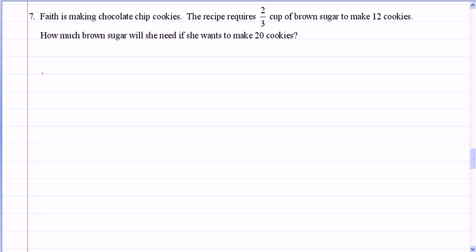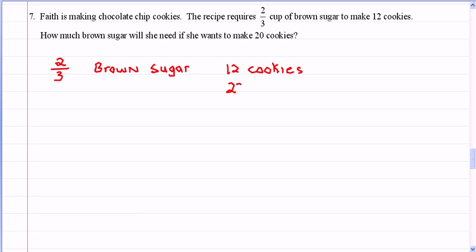For number 7, Faith is making chocolate chip cookies. The recipe requires 2/3 cup of brown sugar to make 12 cookies. So if I just stop here for a minute and label 2/3 cup of brown sugar will make 12 cookies. How much brown sugar will she need if she wants to make 20 cookies?